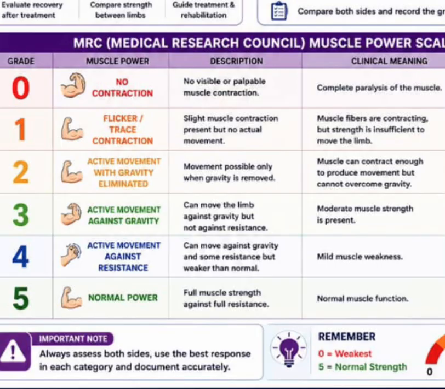You get it now? So for 0 there's no visible contraction, complete paralysis. For 1 there's a flicker of contraction, but the patient does not have enough strength to move the limb. The next one is 2. Here the patient can contract the limb enough but cannot do it against gravity. So in 3 now, the patient can do active movement against gravity.